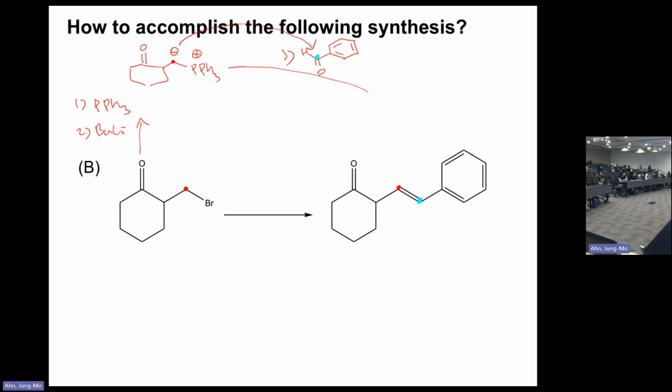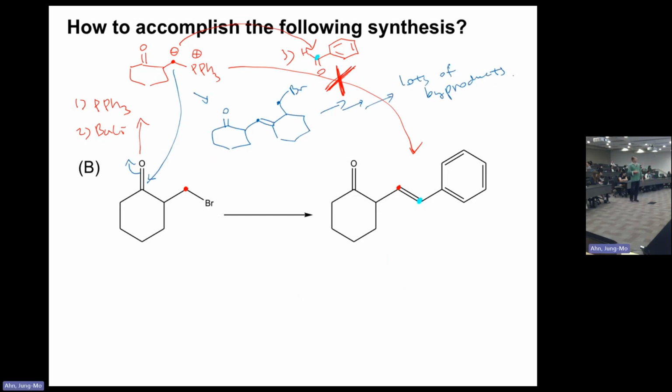The problem is the extra carbonyl becomes an issue. These Wittig reagents attack this carbonyl as well, and then you're going to make that. That's going to make this reaction happen again, so you get a lot of unwanted products. So this is the problem of the carbonyl hanging around. So what do you do? You protect it.